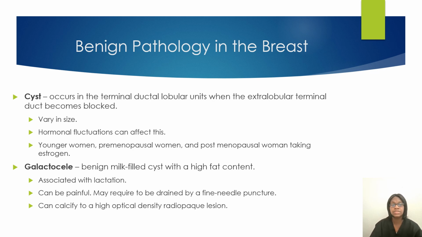You have your cyst, which is going to vary in size. It can become larger or smaller depending on hormonal fluctuations. Younger women, premenopausal women, and postmenopausal women taking estrogen may have a cyst. Your galactocele is a benign milk-filled cyst with a high fat content. This is associated with lactation.